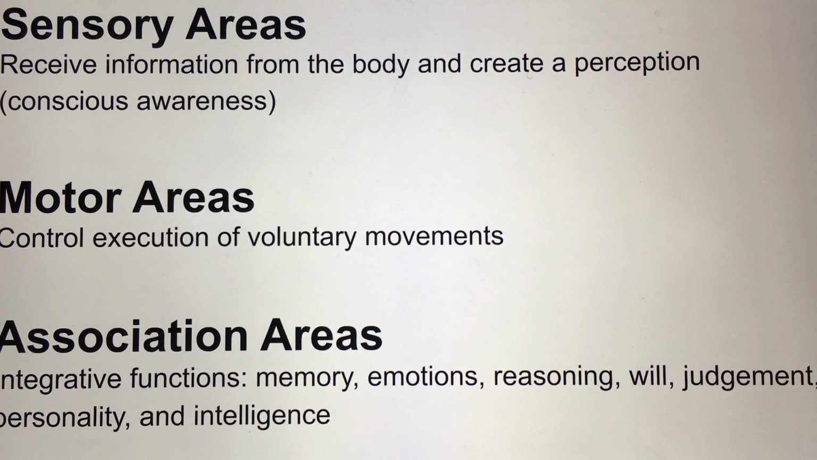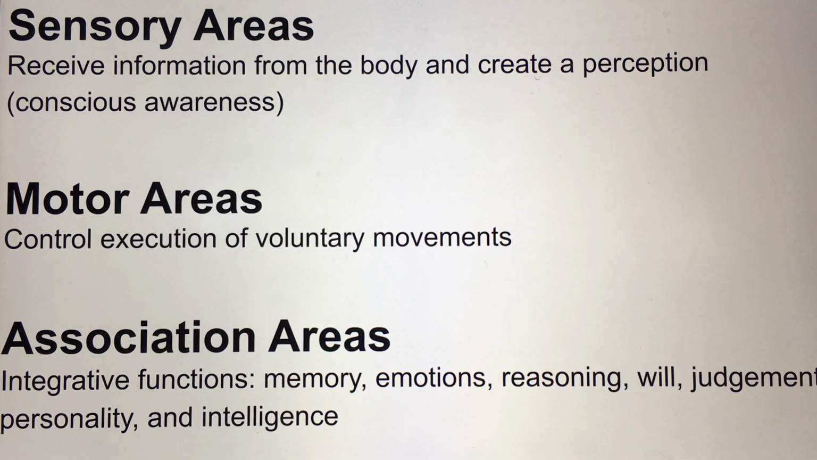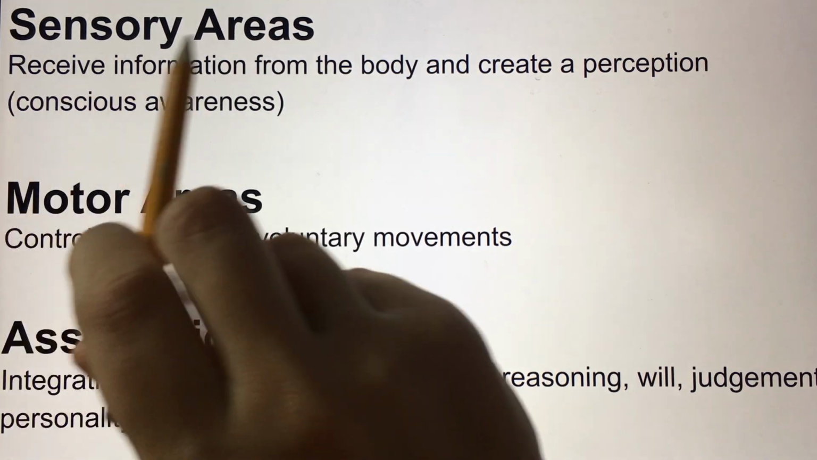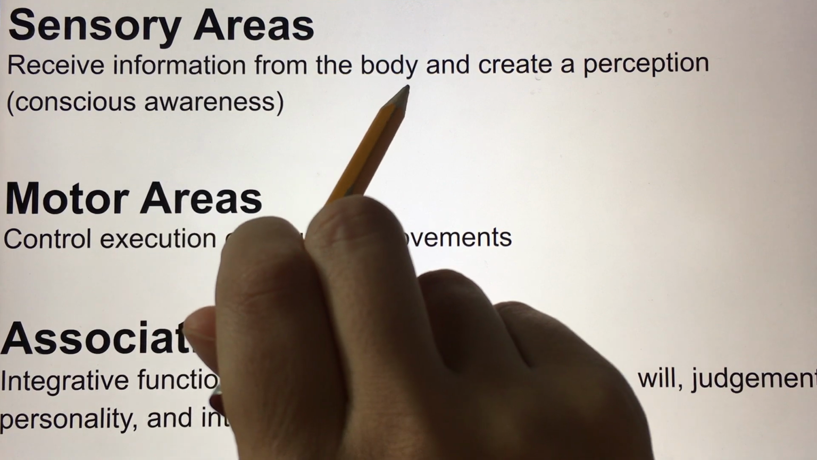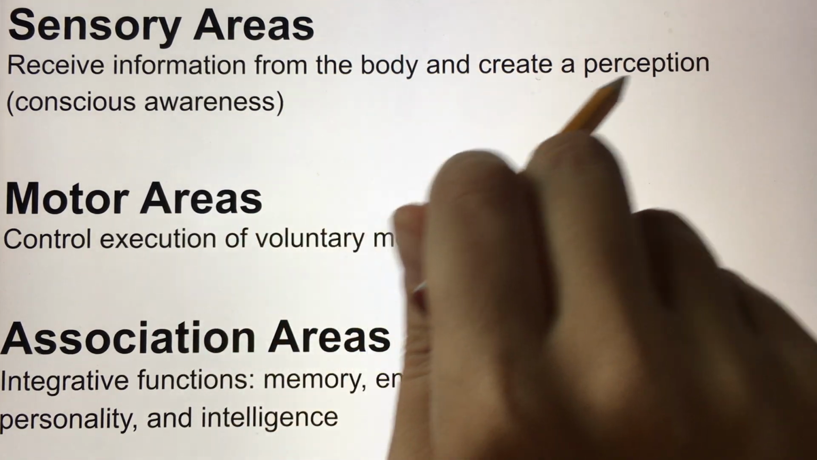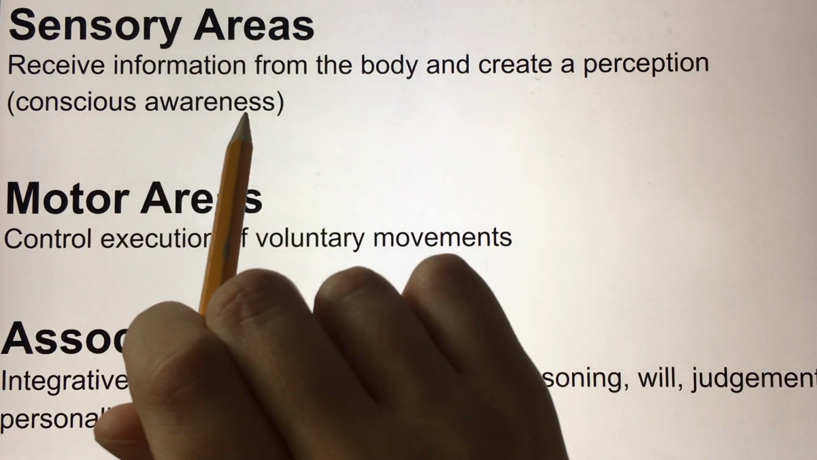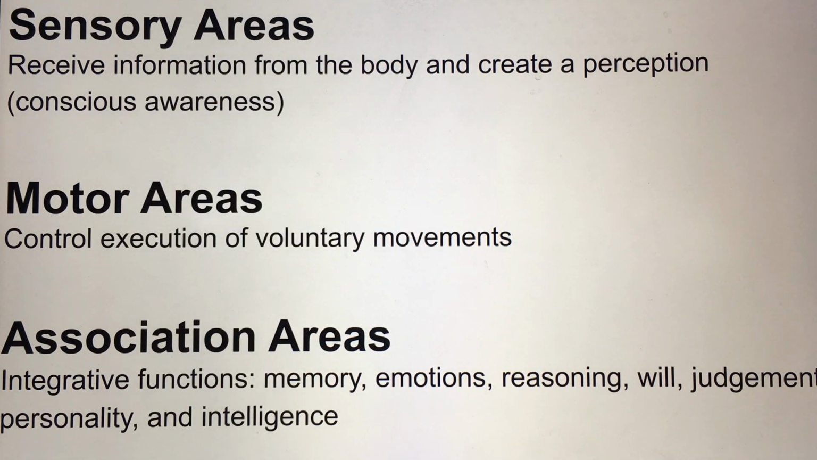So generally speaking, the brain has 3 categories of areas. All of the sensory areas in the brain receive information from the body, the sensory receptors, and create a perception, the conscious awareness of those sensations, kind of like making sense of what we're feeling with our body. Like, we're feeling something warm, or something cold, or something wet, or something that's hurting us?